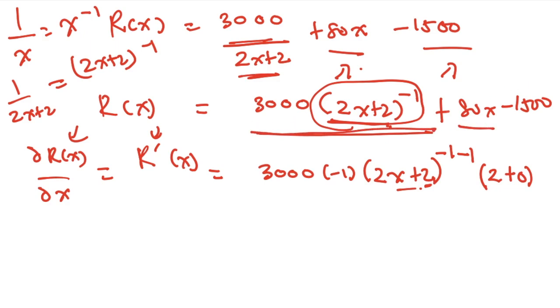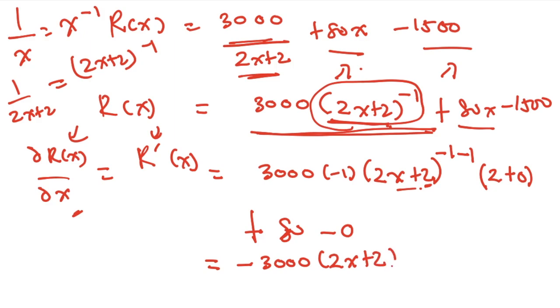Now I move to the second part after the plus sign. After the plus sign, you have 80x. When you differentiate it with respect to x, it becomes 80, isn't it? What about the last part, minus 1500? Do you see x there? No, you don't. Then it becomes 0, isn't it? Okay. Now I can simplify it further. So it becomes minus 3000, (2x plus 2) to the power of minus 2, times 2, isn't it? And then plus 80 minus 0.